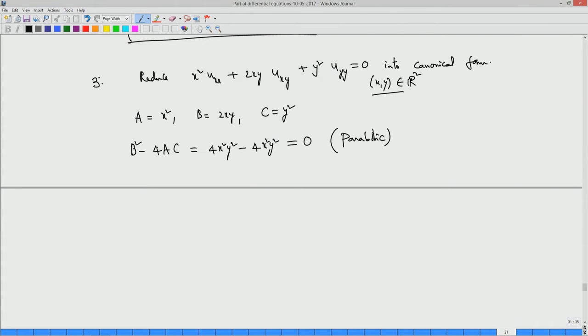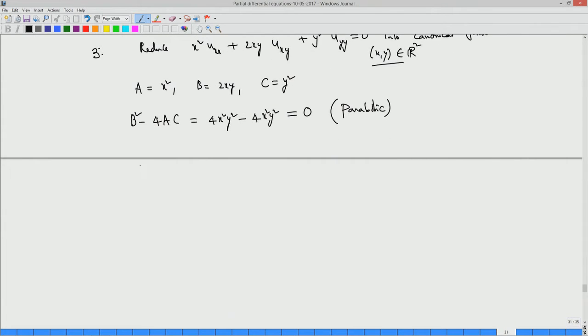In the parabolic case, we have seen that new variables come only from one variable, xi or eta. So, xi you can get from the ordinary differential equation dy by dx equal to b, that is 2xy, plus the square root of b square minus 4ac, that is 0, divided by 2a, that is 2x square. The other one is dy by dx equal to b minus the square root of b square minus 4ac, which is 0, that is why you get the same ODE. So, both ordinary differential equations become one. So, this becomes simply y by x.